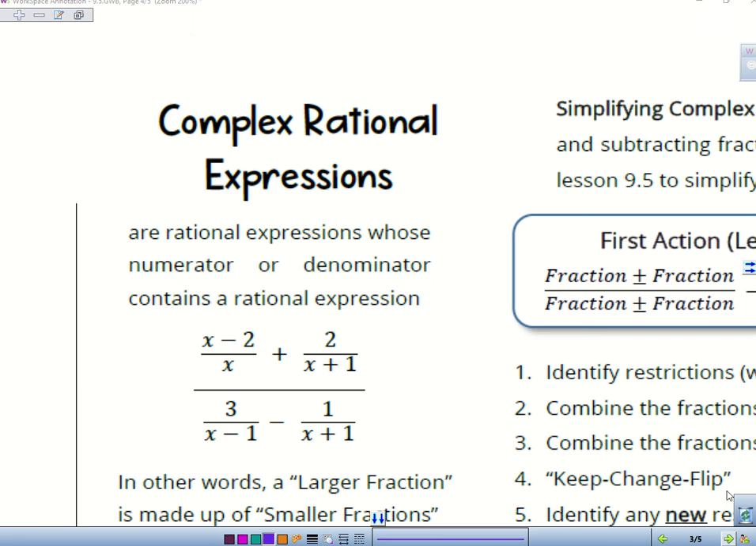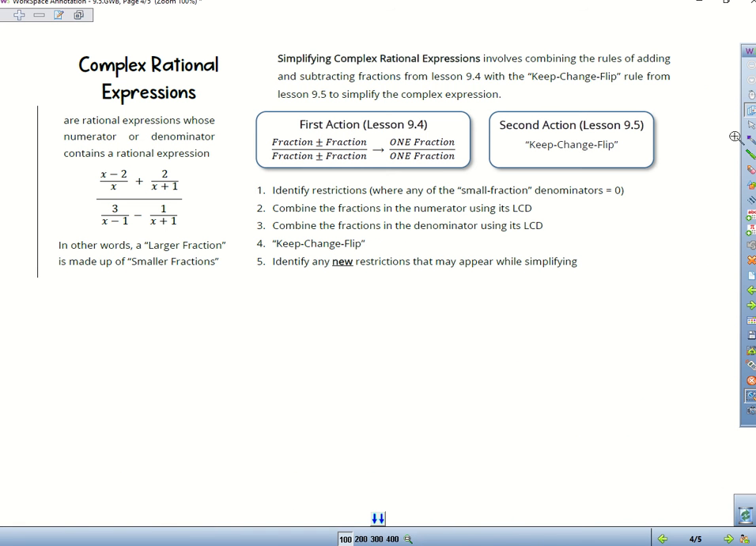Alright, so now we're going to talk a little bit about complex rational expressions. So a complex rational expression is basically a combination of what we learned about today and yesterday. So you basically solve each one of these separately, like we did today, and then you do keep, change, flip. So it's like you do what we did today, then you do what we did yesterday.